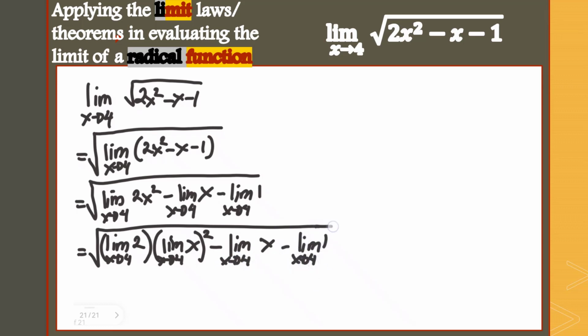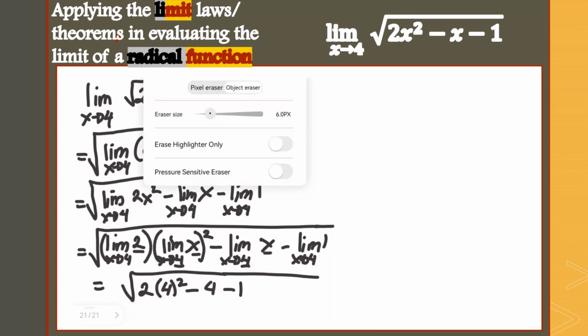Probably some of you are thinking, why do this, and why is it very long? I'm just going to present it to you so that you could understand the idea of having a shorter method. So this would be the square root of the limit of the constant, which is the constant itself. The limit of the identity is this value, so 4 squared. Minus the limit of the identity, which is the value here, 4. The limit of the constant is the constant itself.